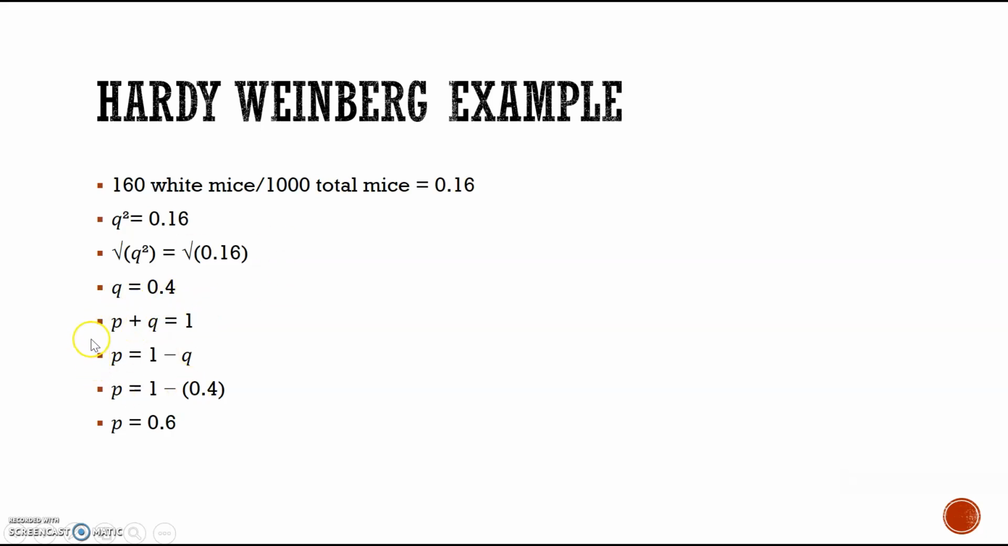Because the whole equation adds up to 1, we can say that P plus Q is equal to 1. So we can say that P is going to be 1 minus Q, so we subtract that from 1, and we get a frequency of 0.6. So now we have the frequency of the homozygous white individuals, 0.16. We have the frequency of that white hair colored allele, and that's 0.4. And then we have the frequency of the black hair colored gene, which is 0.6.